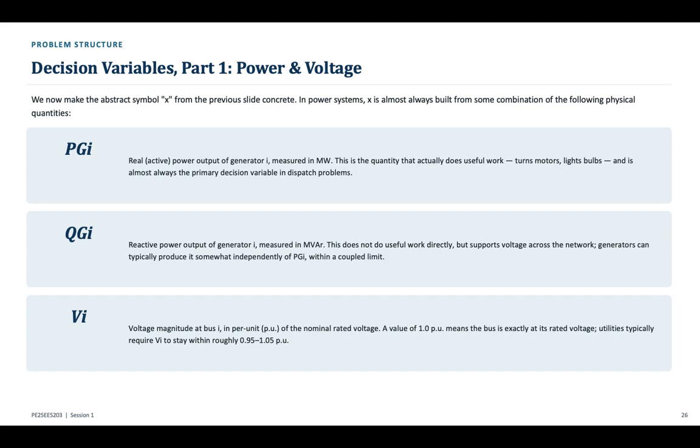So decision variables, what I was talking about, x here, we shall have a look into them. We know now make the abstract symbol x from the previous slide, right? In power systems, x is almost always built from a combination of the following physical quantities. That is PGi, you already know this, real power output of generator i measured in megawatts. This is the quantity that actually does useful work, turns motors, lights, bulbs, and is almost always the primary decision variable in the dispatch problem.